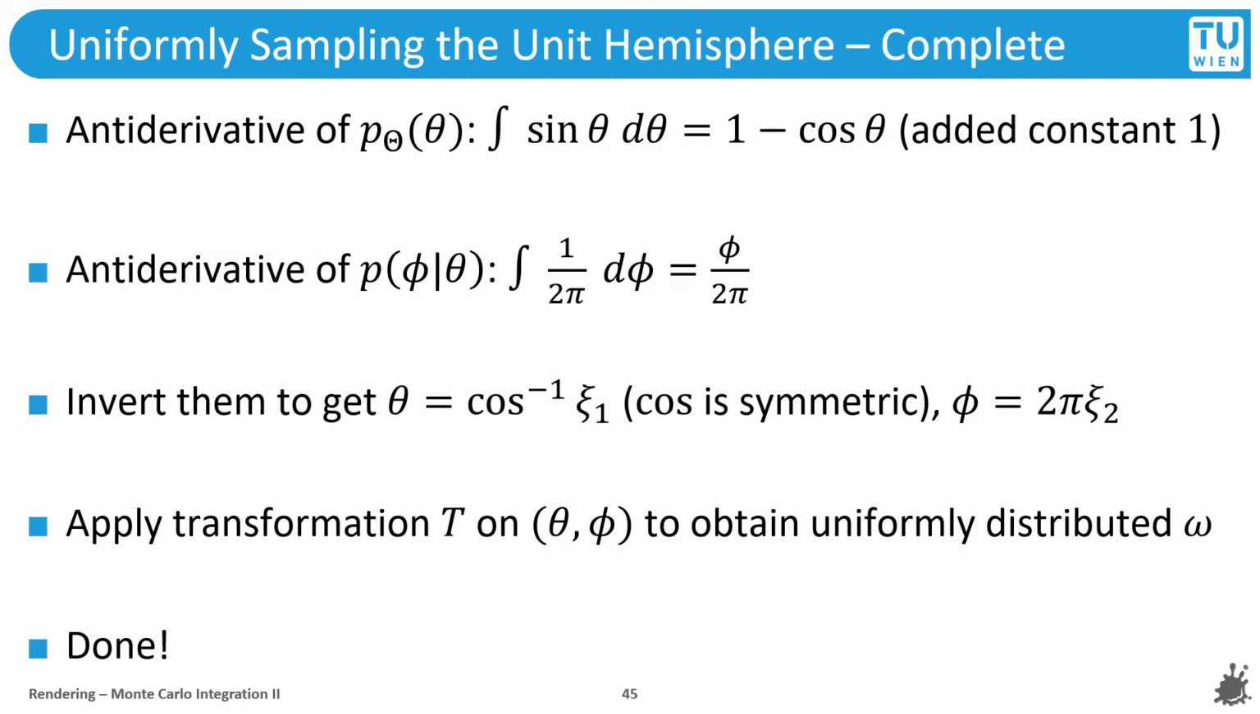With these two solutions for marginal and conditional density, we find their antiderivatives. To get a valid CDF for theta, we use a little trick. We add 1. Remember that this is allowed for antiderivatives. We can then invert these CDFs and get a sampling strategy for uniformly sampling the surface of the hemisphere with canonical random variables as inputs. And because we will be using Cartesian coordinates for our rendering routine, so basically x, y, and z directions for light and view rays, we transform them from spherical coordinates to points on the unit hemisphere in x, y, and z.